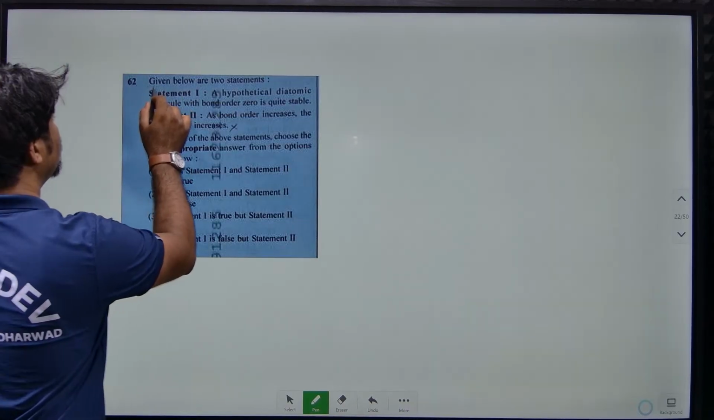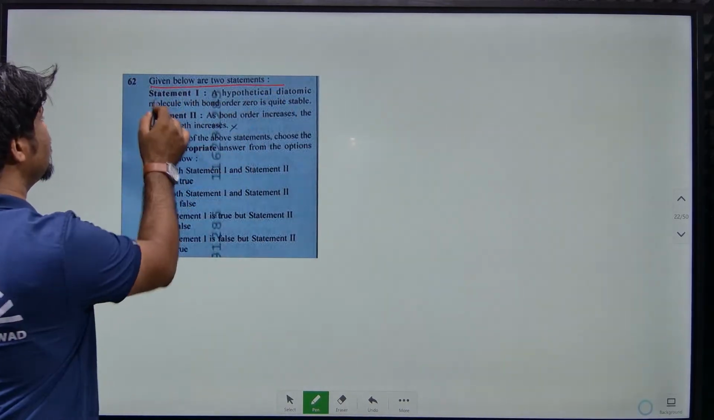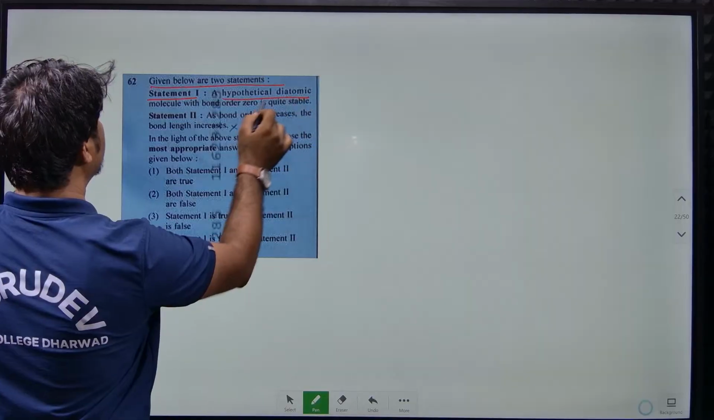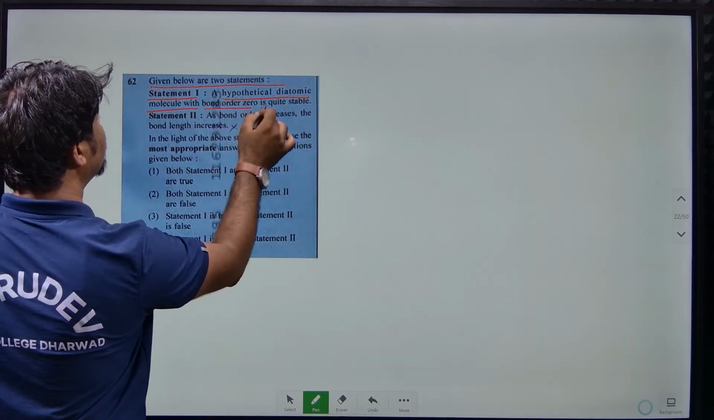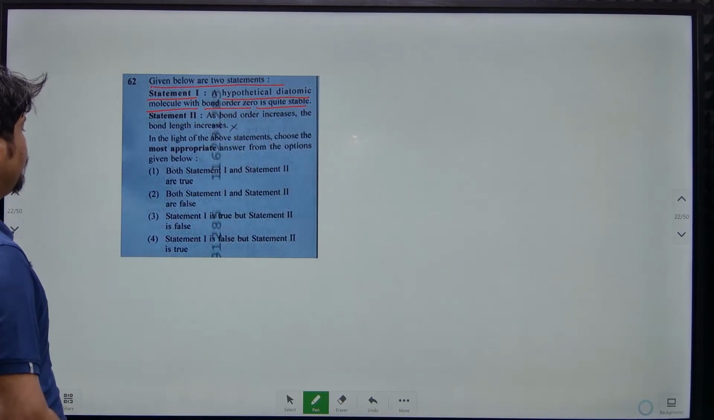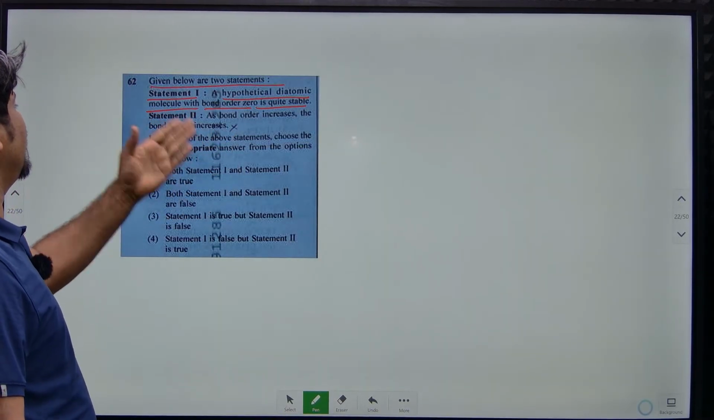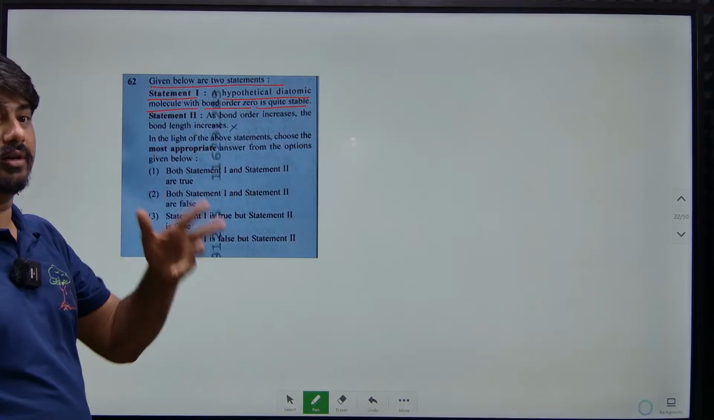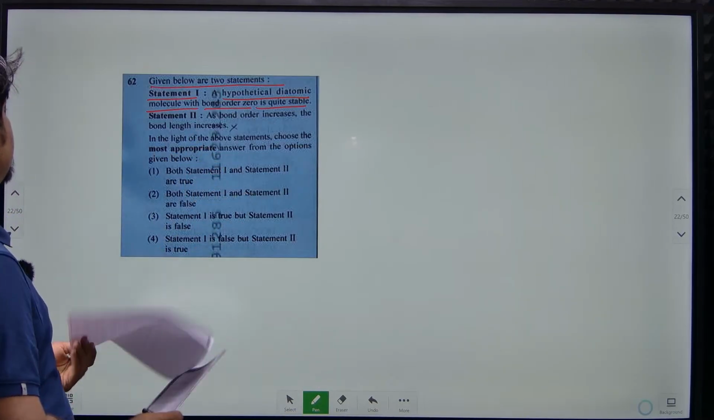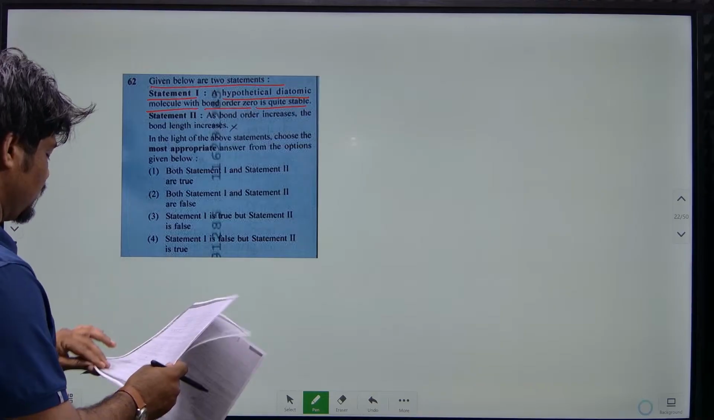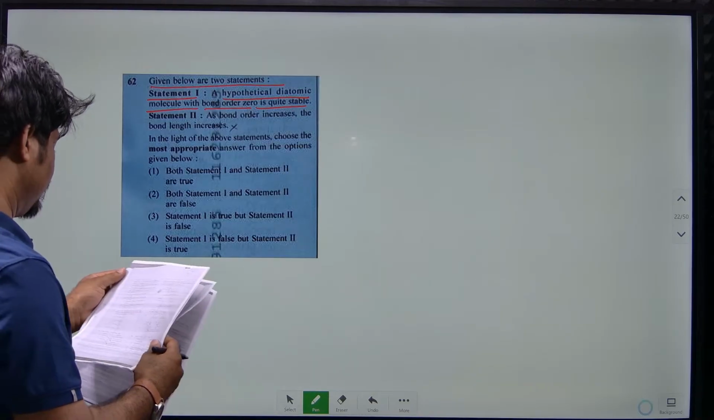Question number 62. Given below are two statements. Statement 1: a hypothetical diatomic molecule with bond order 0 is quite stable. A hypothetical diatomic molecule with bond order 0 would not have a bond at all. So statement 1 is the incorrect statement.